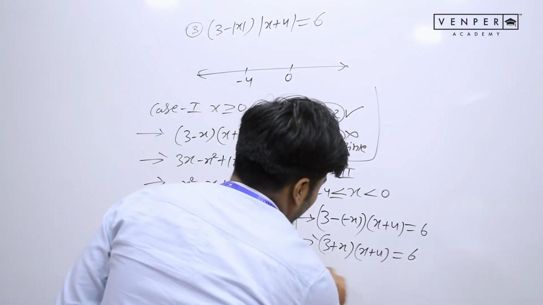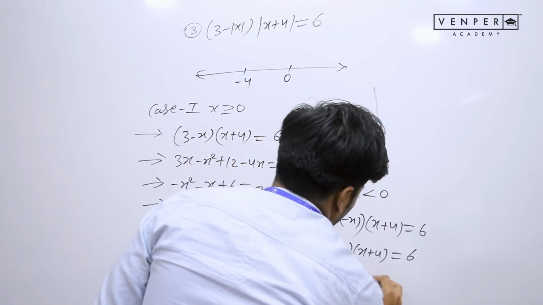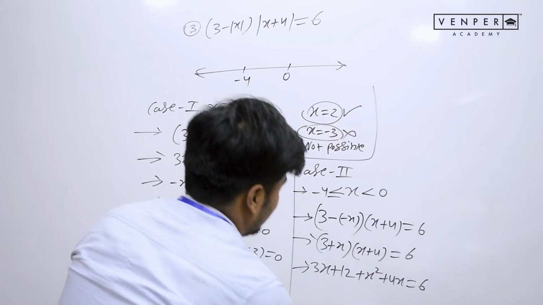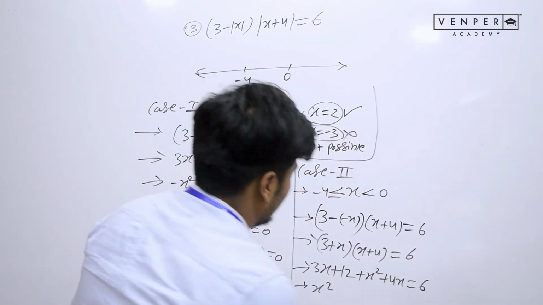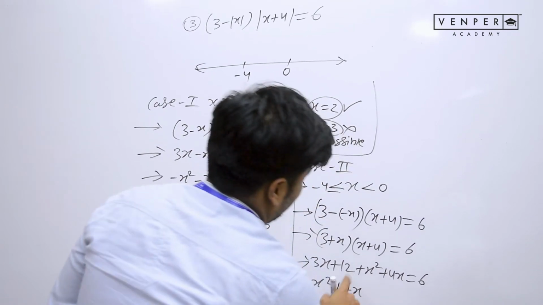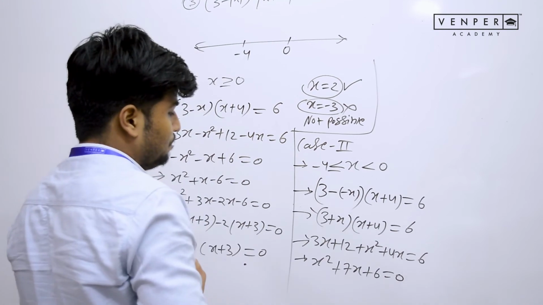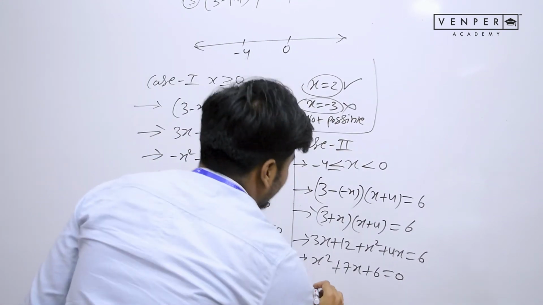So let's do the thing. 3x + 12 = x² + 4x... x² + 4x + 3x = 7x, + 12 - 6 + 6 = 0. Okay, do we have solutions for this? Yes, I think so. Let's solve it.